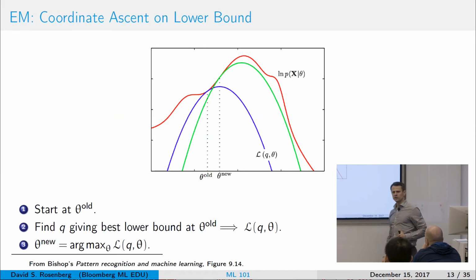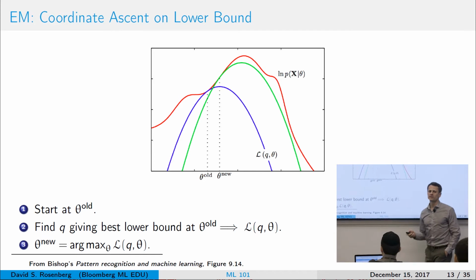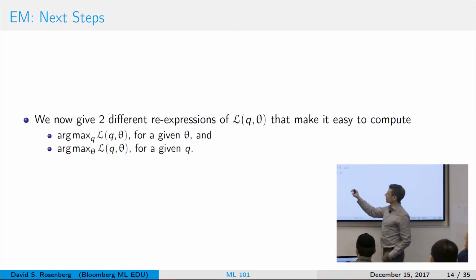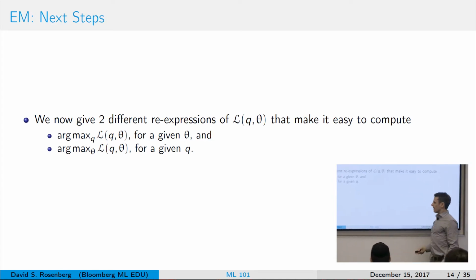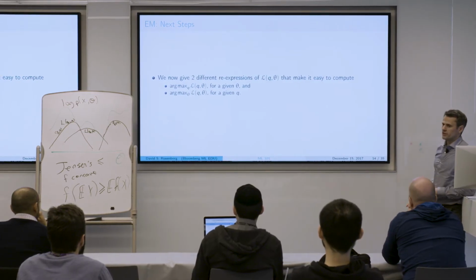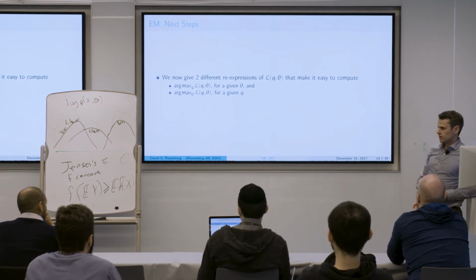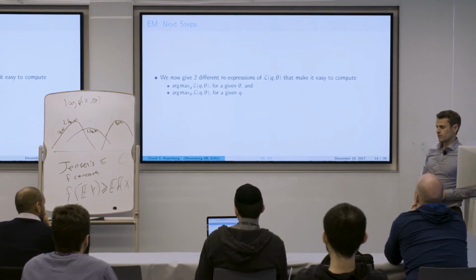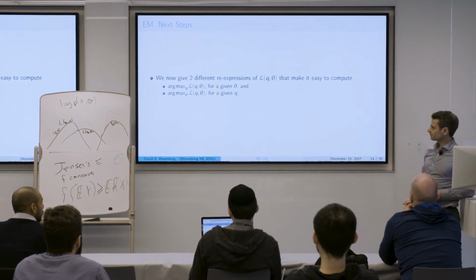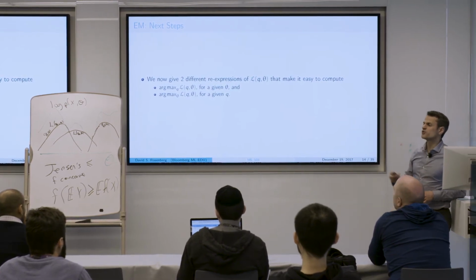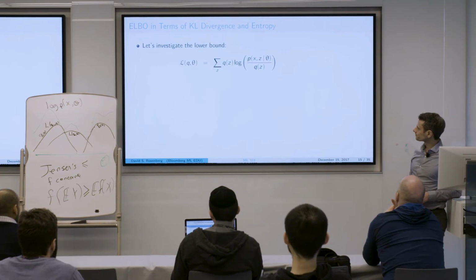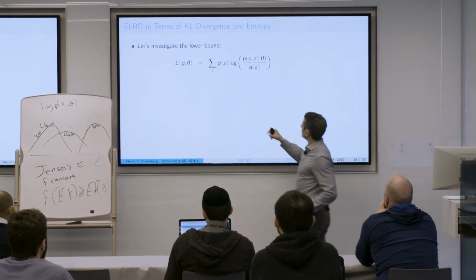So we basically have two subproblems we're going to have to solve. One is the argmax over q of the lower bound for fixed theta. The other is the argmax over theta of the lower bound for fixed q. And it turns out we can solve each of these problems in closed form, which is what makes the EM algorithm so practical. There's just a little mathematical manipulation we want to do to make it transparent how to solve these problems. So this is the lower bound that we had.